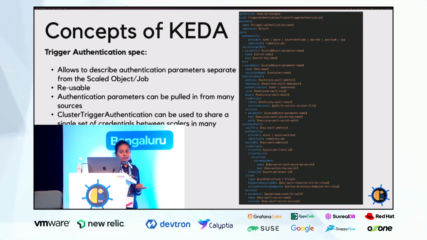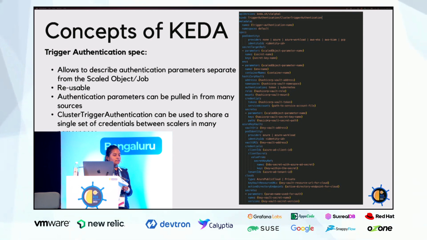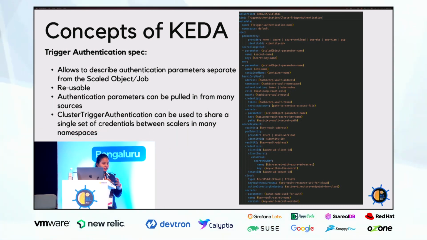The last custom resource is the trigger authentication. It's not needed that you always give the parameters in your trigger section. You can also configure a separate custom resource for giving all your credentials to the scaler. So the trigger authentication resource allows you to do that. There is also something called cluster trigger authentication, which is basically a single set of credentials that you can share between many scalers defined under the triggers. You can also use this particular trigger authentication resource as many times as you want.